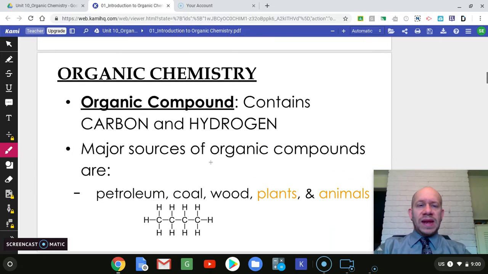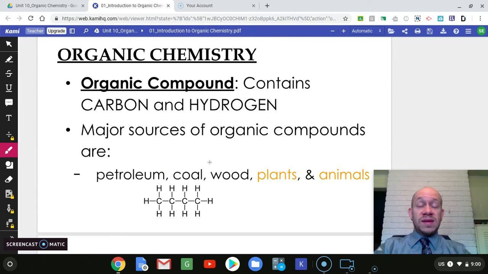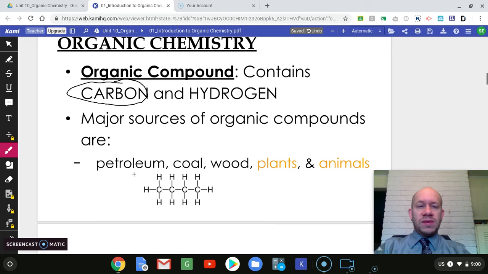Organic chemistry is the study of organic compounds, which contain carbon and hydrogen. In terms of chemistry, in order for it to be an organic compound, it must have carbon. But in reality, essentially all organic compounds have carbon and hydrogen. The major sources of organic compounds include petroleum, coal, wood, plants, and animals.